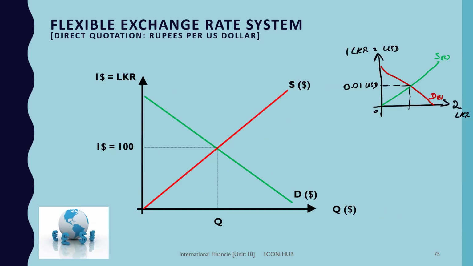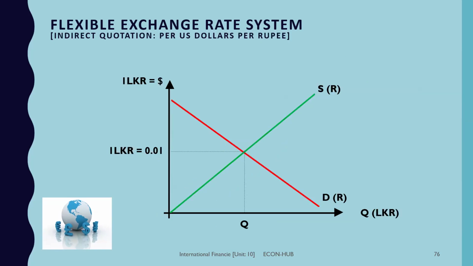Here the demand and supply was dollars. Here demand and supply are rupees. Is it clear? Right.